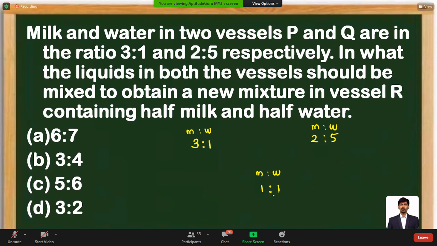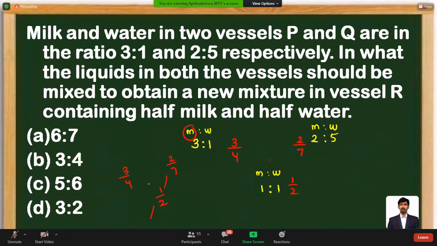So in what ratio? Again, they are asking N1 and N2. As I told you, you can solve the question by taking any one of the entities. So I'm solving the question by taking milk. It is going to be 3 parts out of 4 parts. And here also milk, it is 2 parts out of 7 parts. Now if you can observe, here the milk value is 1 part out of 2 parts. So this is 3/4, this is 2/7, this is 1/2.